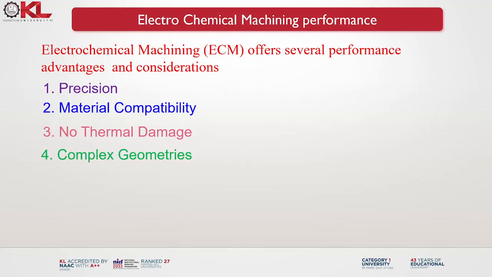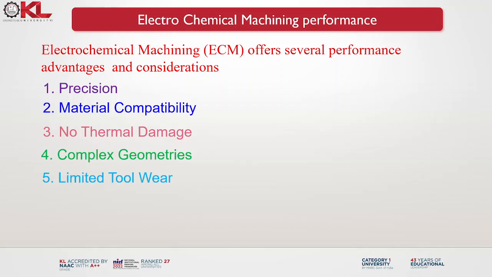Next, complex geometries. ECM is well suited for machining intricate and complex geometries. It can produce features with internal cavities, thin walls, sharp corners, and fine details that are challenging to achieve using conventional machining. The process allows for high design flexibility and ability to create customized components with intricate shapes and contours.